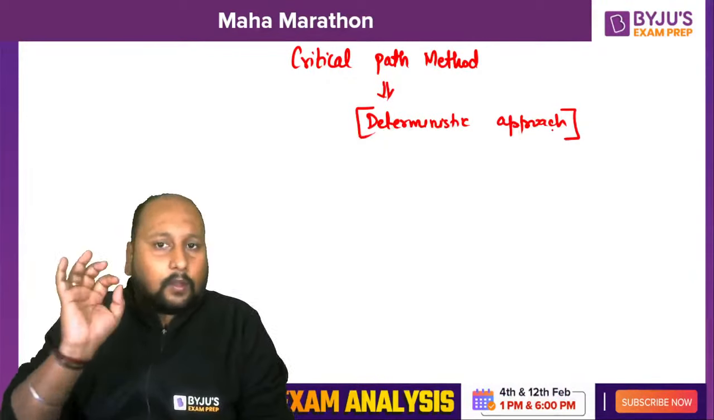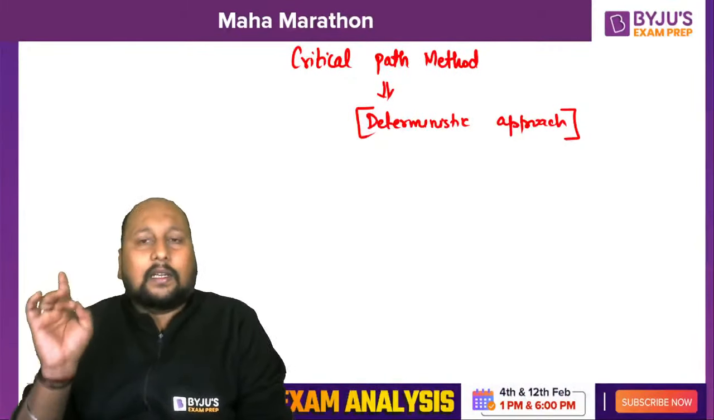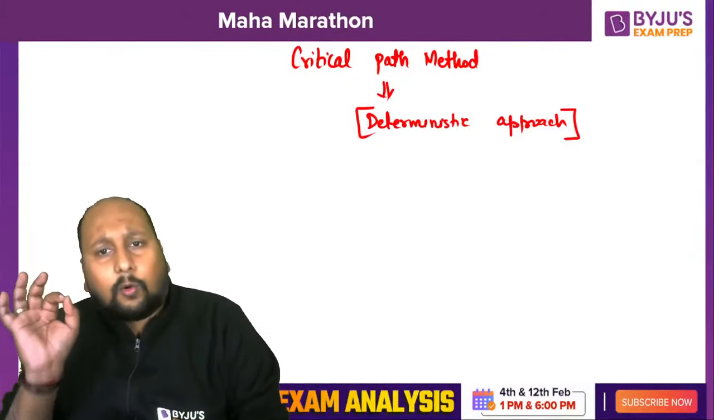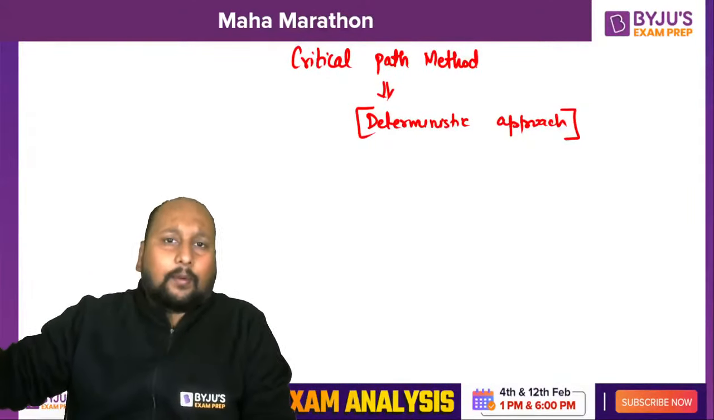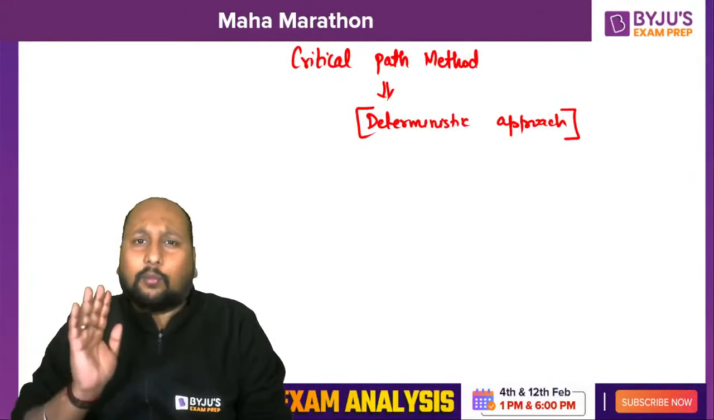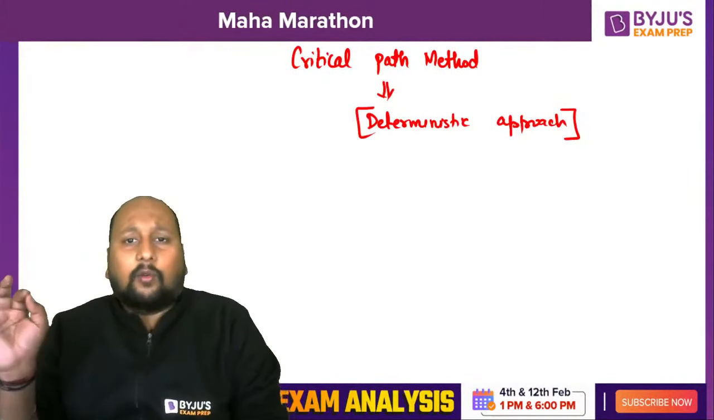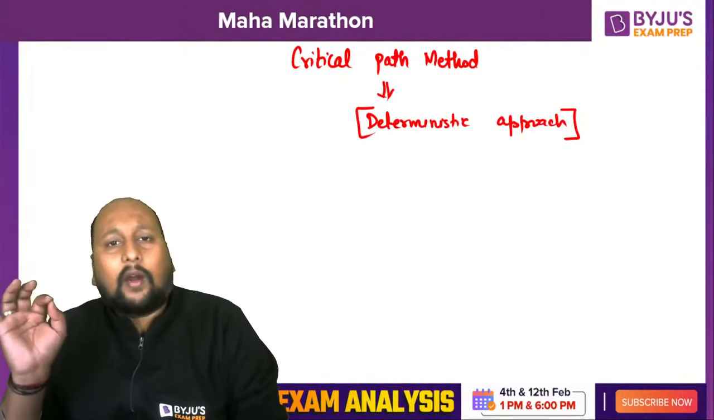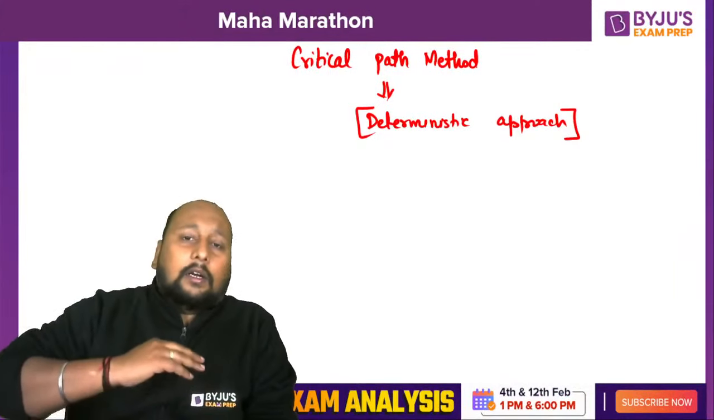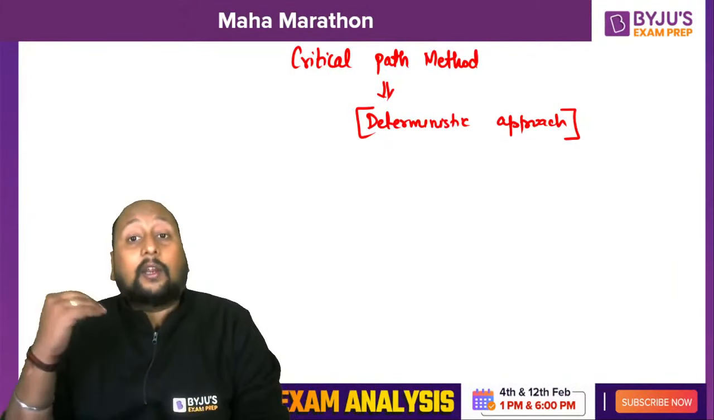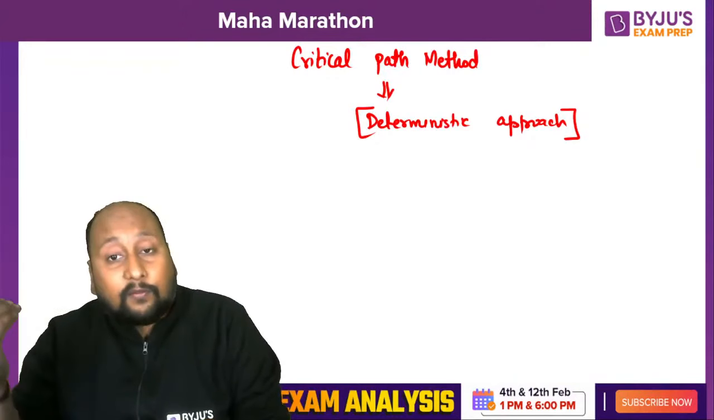Every activity will have a single time of completion. So there is no concept of optimistic, pessimistic, or most likely time, or beta, or normal distribution. Here what we are doing is trying to identify the crashing method. We are trying to identify the float value.